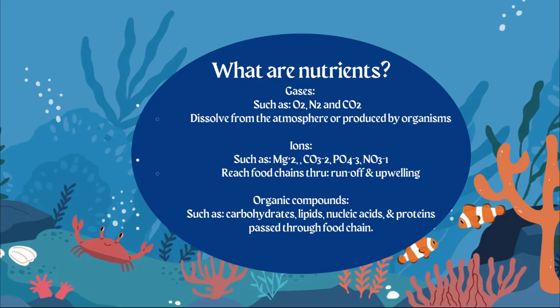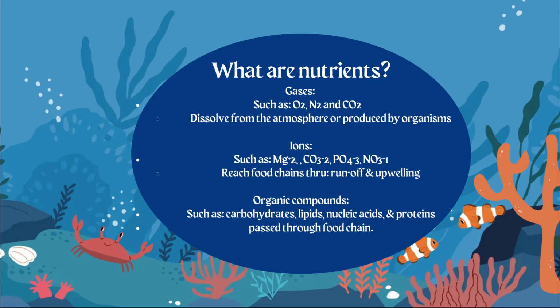But moving on to the next one, which is magnesium. Now we have ions: magnesium, carbonate, phosphate, nitrate. These are going to go through food chains and food webs because of runoff and upwelling. So upwelling, remember, that's from the bottom of the ocean upward. And then, of course, runoff is water carrying over land. So water carrying fertilizers and other nutrients from the land.